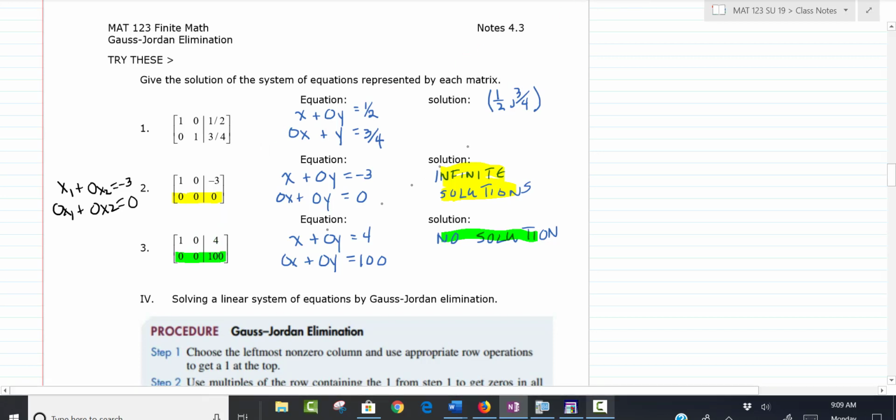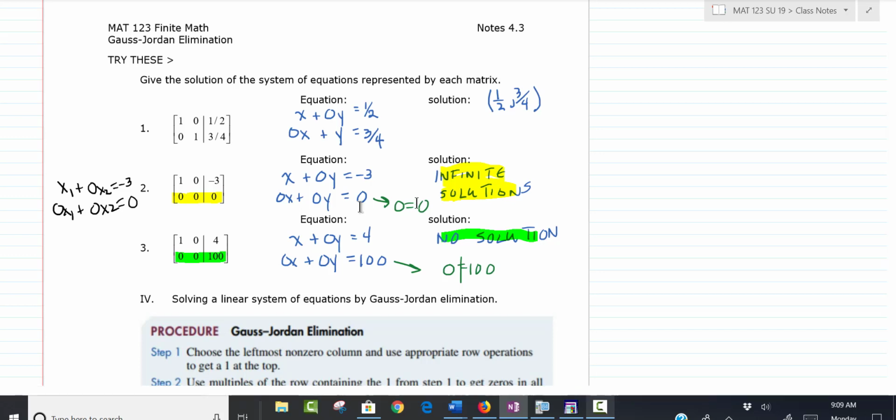And again, understand the reasoning. The reason for this is this really means 0 equals 100. Okay, that's a lie. So it's no solution. It's impossible. And on this one, this really says 0 equals 0, which is always true. x and y could be anything. That'll hopefully help you understand that.